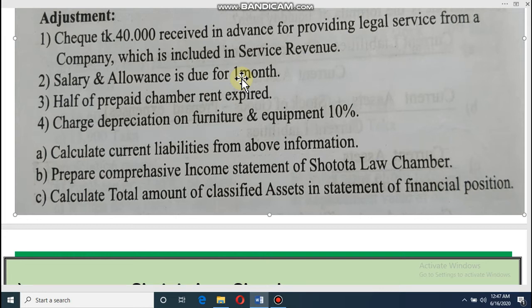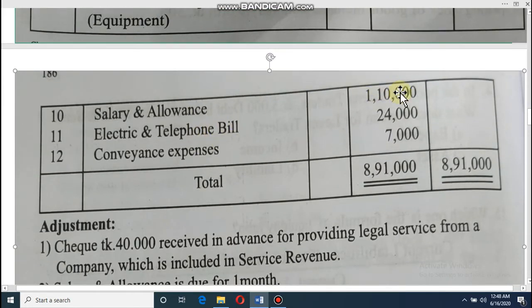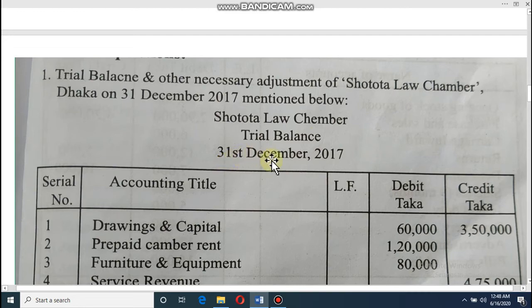Dear student, let's come to calculate the salary and allowance for 1 month. Look at salary and allowance, it is given 1,10,000. Dear student, you know that we are doing accounting for 1 year. Earlier I told you that we are doing accounting for 31st December 2017.